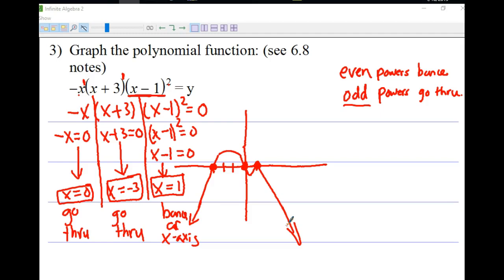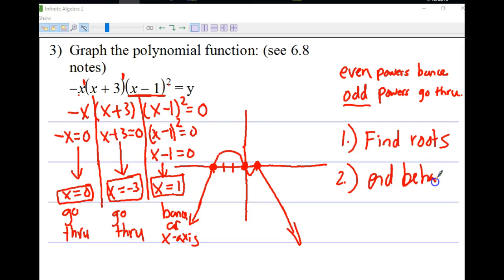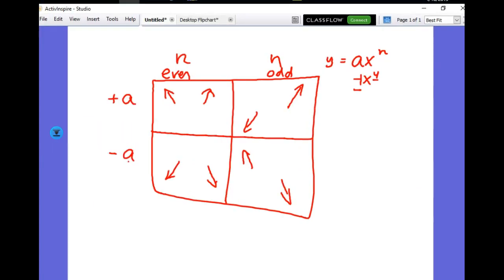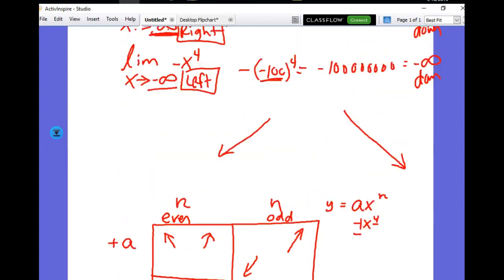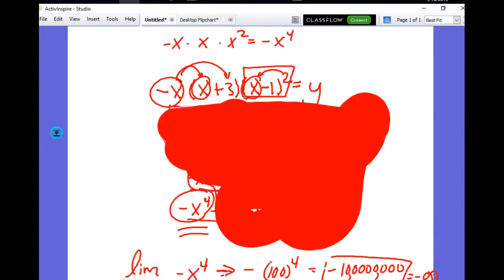So it's a three-step process. Step one, find your roots. That's what this work over here was. Step two, do the end behavior. That's what all this stuff was that we were talking about here. What's going on the right.